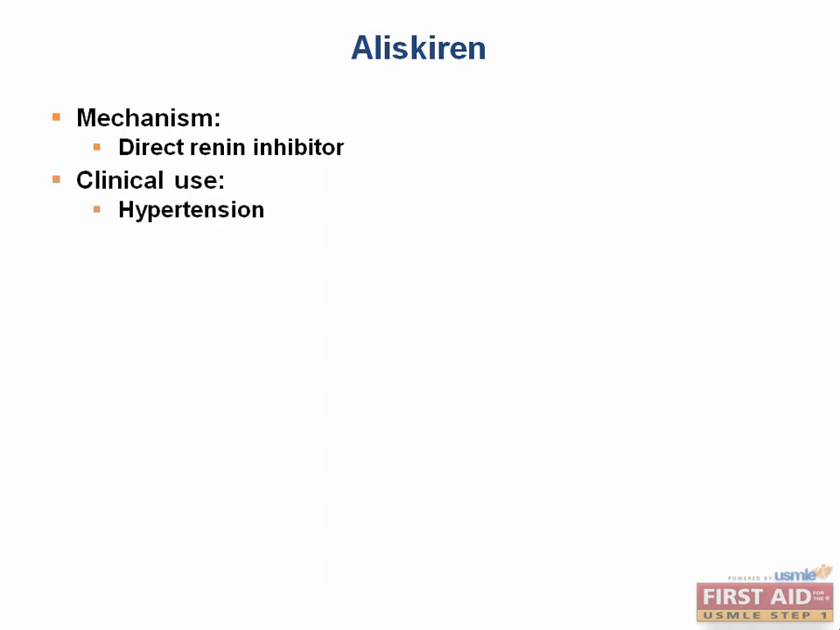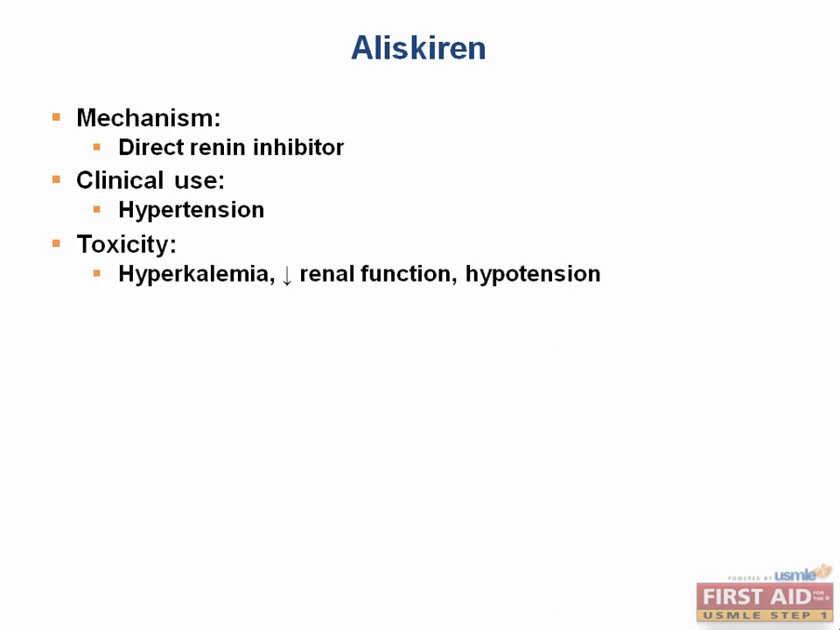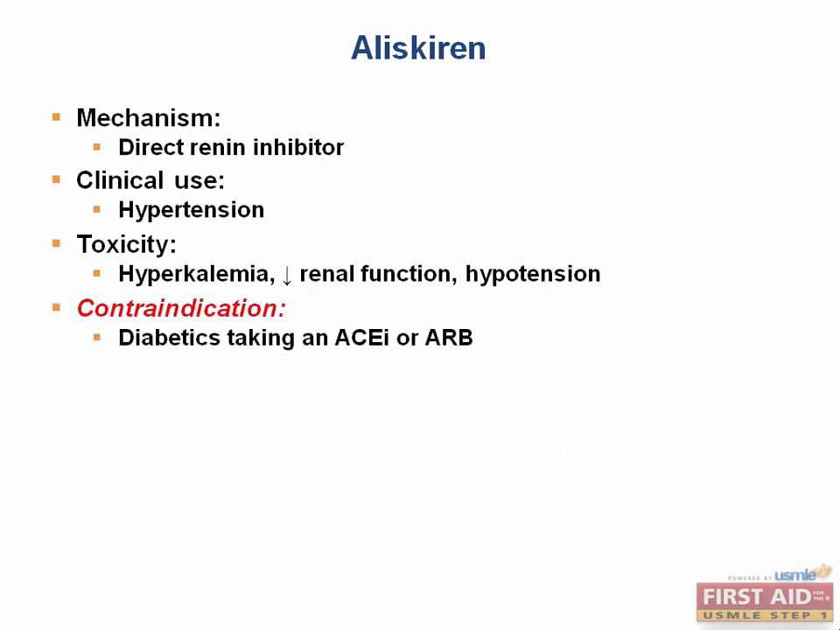So right now, this is turning out to be a pretty simple drug. The toxicities are also pretty similar to what we've seen in both the ACE inhibitors and ARBs. Hyperkalemia, a decrease in renal function, and hypotension are those toxicities you want to watch out for. One unique contraindication to the use of Aliskiren is in diabetics taking ACE inhibitors or ARBs. You don't want to add a drug to a regimen that might potentially worsen the renal function in a patient that's already predisposed to kidney damage, i.e. a diabetic on an ACE or an ARB.